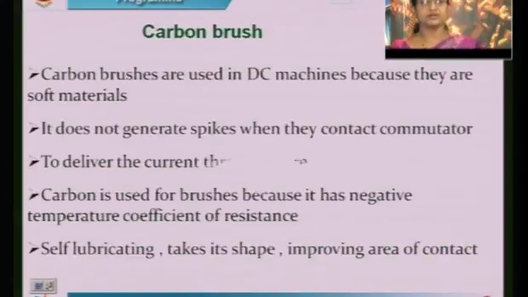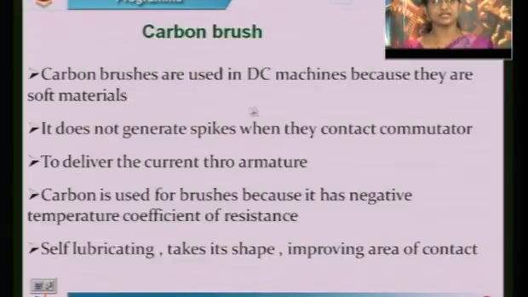Carbon brush, I already told you, is used to collect the current. Carbon brushes are used in DC machines because they are soft materials. They do not generate spikes when they contact the commutator. To deliver the current through the armature, you are using this. Carbon is used for brushes because it has a negative temperature coefficient of resistance. It is self lubricating, takes its shape and improves the area of contact.